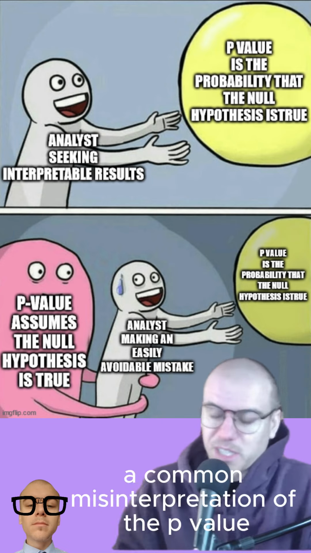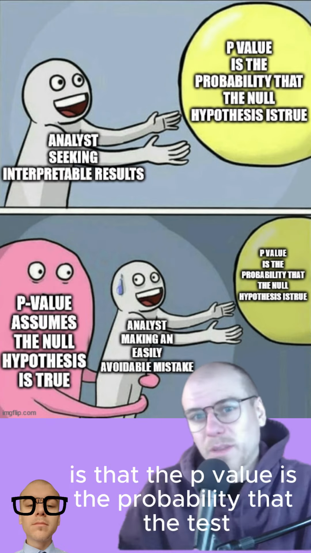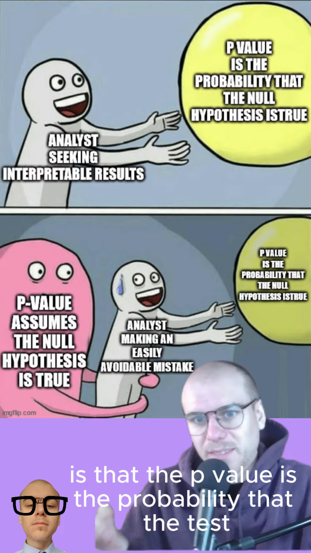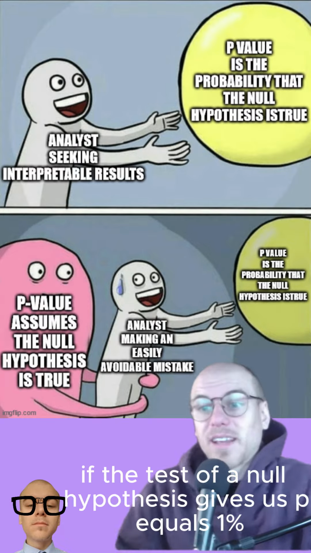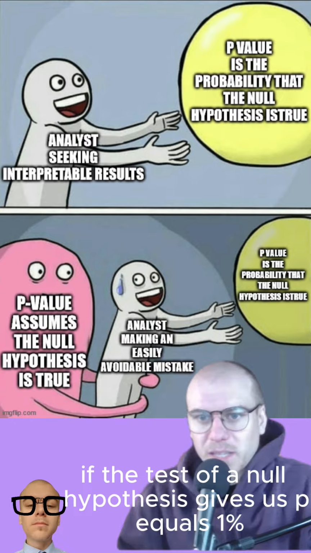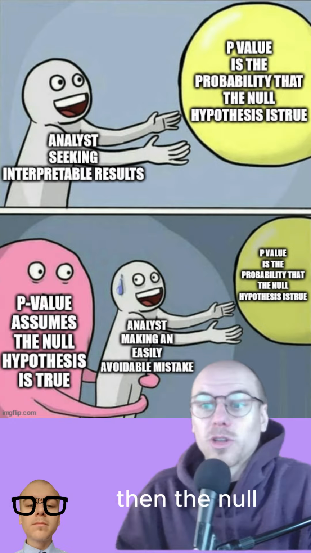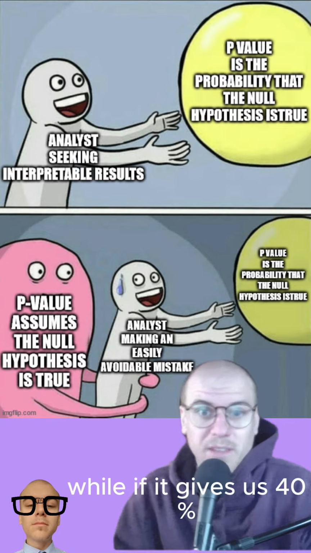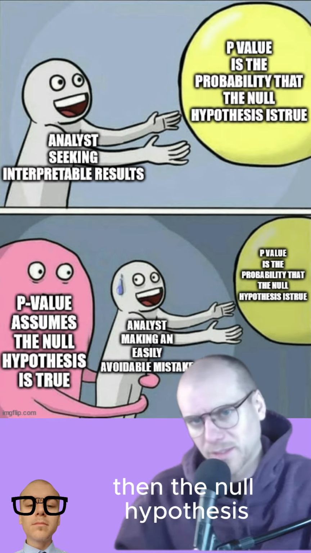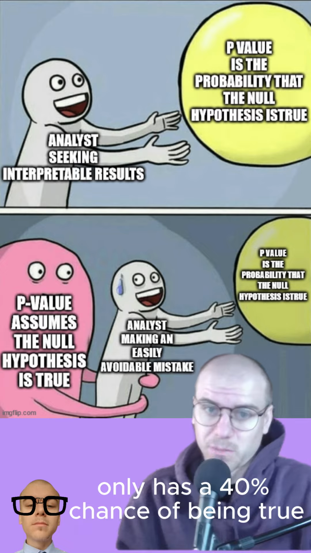A common misinterpretation of the p-value is that the p-value is the probability that the test hypothesis is true. So for example, if the test of a null hypothesis gives us p equals 1%, then the null hypothesis only has a 1% chance of being true, while if it gives us 40%, then the null hypothesis has a 40% chance of being true.